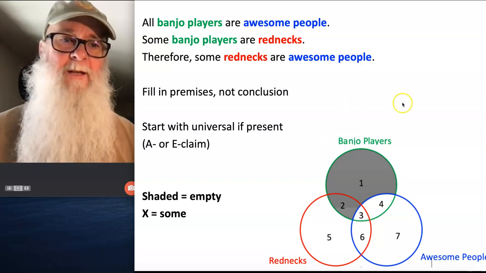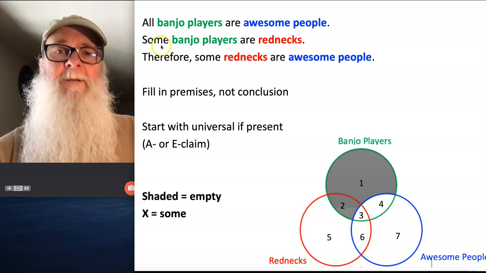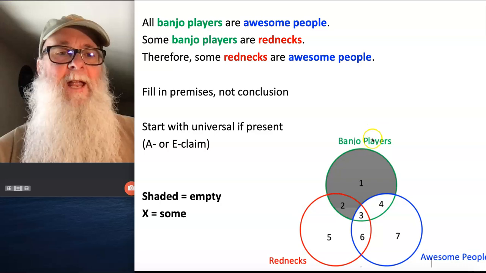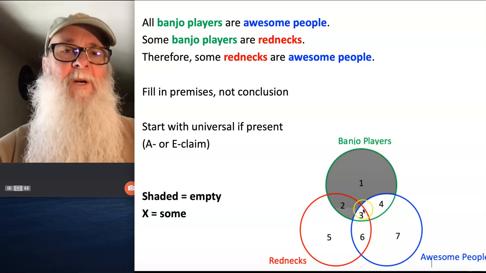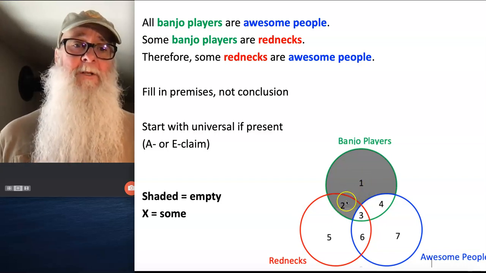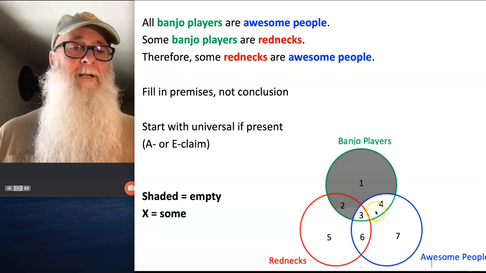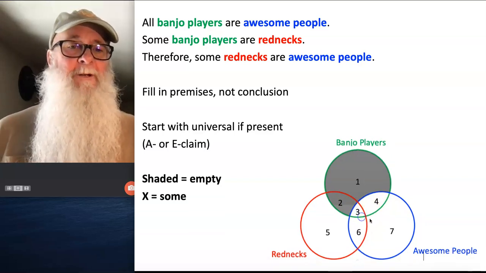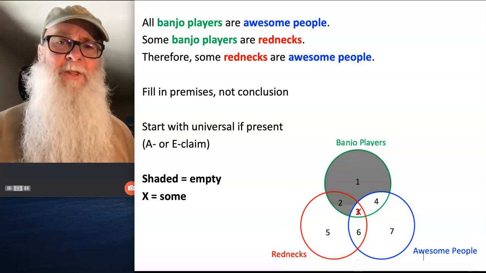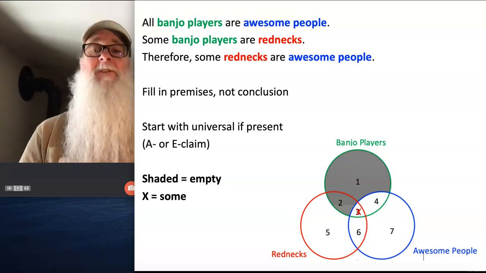Now look what happens. I've shaded in my first premise, and now I need to mark an X for my second premise. Some banjo players are rednecks, and there's only now one spot where any of those banjo players that are also rednecks could be, because I shaded out area 2. We turned out the lights in area 1 and 2 to show that there's nothing in there. All the banjo players are in areas 3 and 4. So now I get to put my X in area 3 to show that some banjo players are rednecks. Okay, so now I'm done.